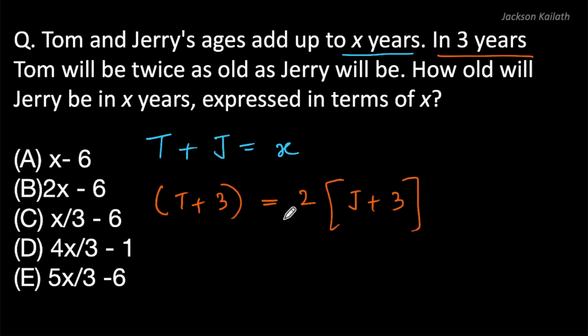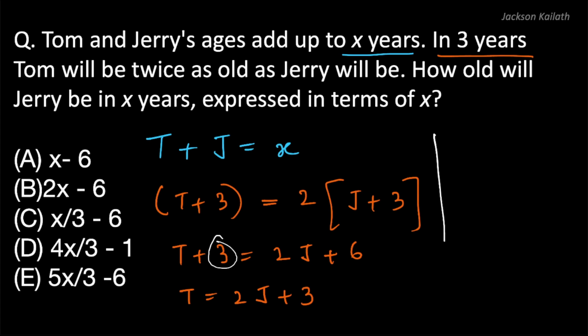All right. Now let's try to simplify this. So this comes to T plus 3 is equal to 2J plus 6 when we open the bracket. And again we can simplify this. We can take this 3 to the right hand side and we get T is equal to 2J plus 3. Now from here we know that T is equal to 2J plus 3, and you can see that you have a T over here as well.